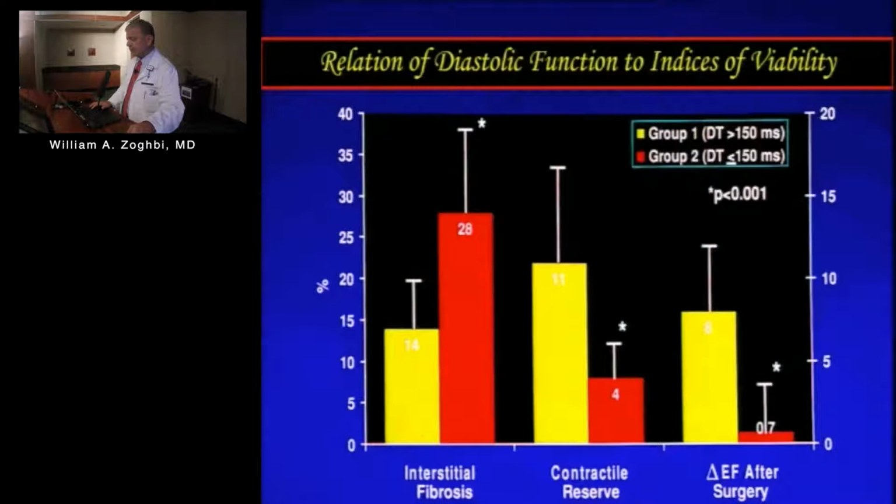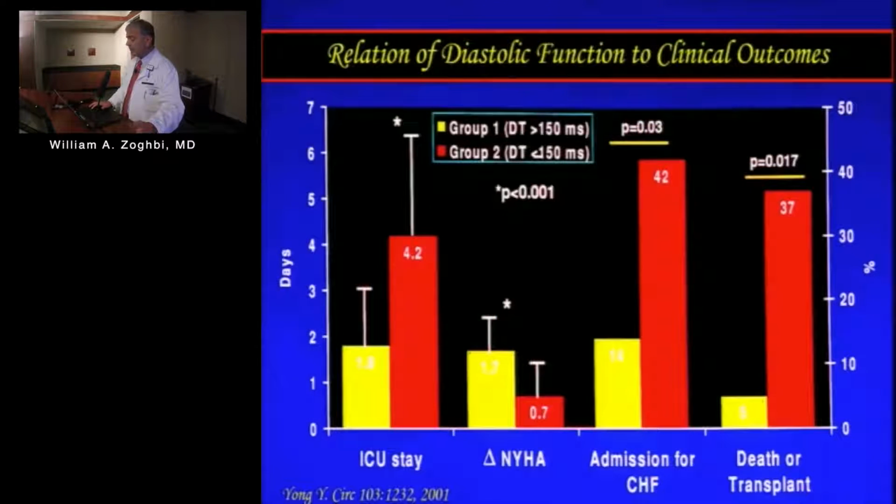And if you look at it from a prognostic point of view, those who have a long deceleration time, meaning slow relaxation, have less fibrosis, have better contractile reserve, have more improvement of EF after surgery. And from a clinical point of view, they did well after surgery, better than those who had a restrictive-like pattern. Their ICU stay was less, New York Heart Association class was better, admission for heart failure in the ensuing year was less, and death or transplantation was less.